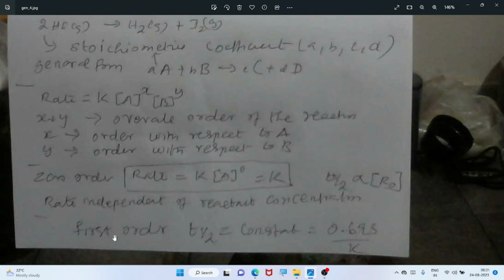But in the first order reaction, T half is a constant and is independent of the reactant concentration. This is for the first order, this is for the zero order. T half for the zero order depends on concentration, and this one for the first order is independent of the concentration of the reactants.